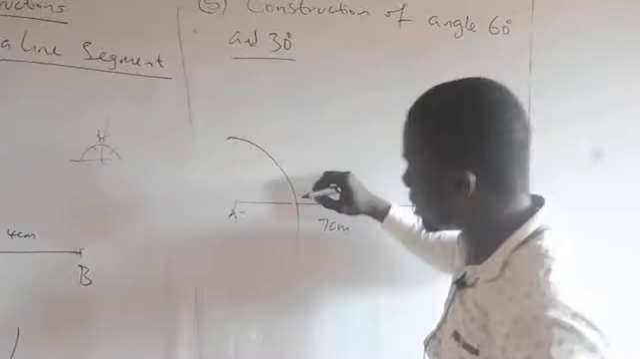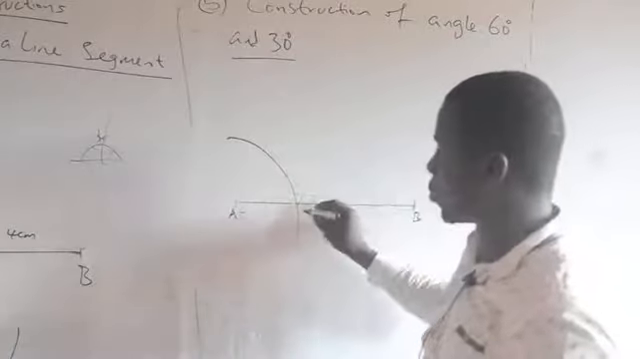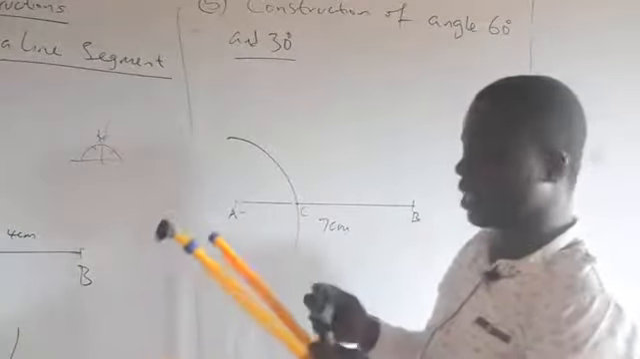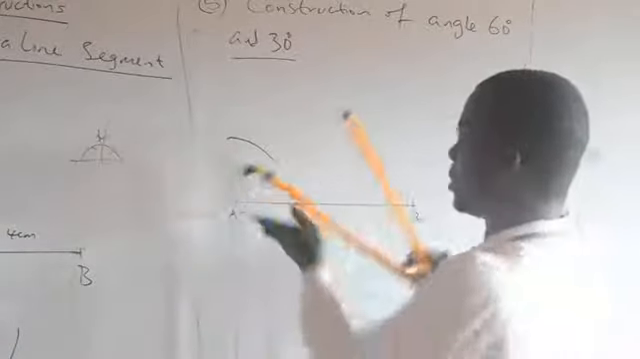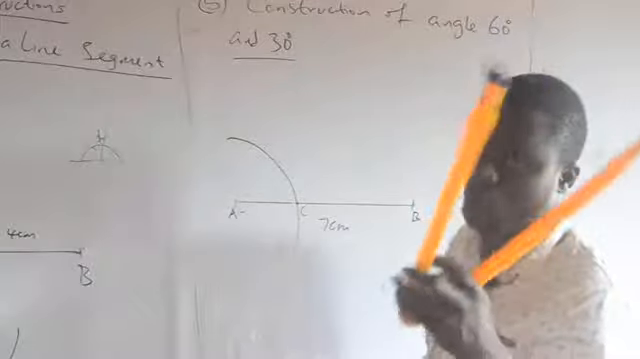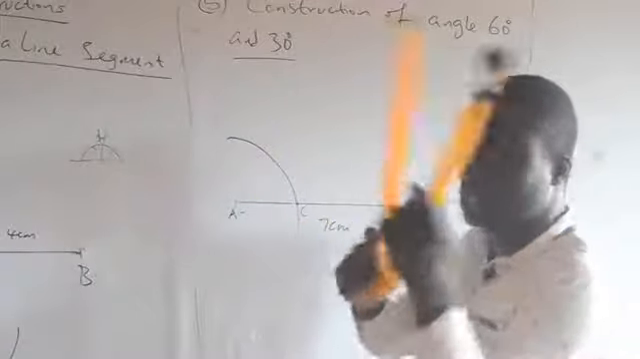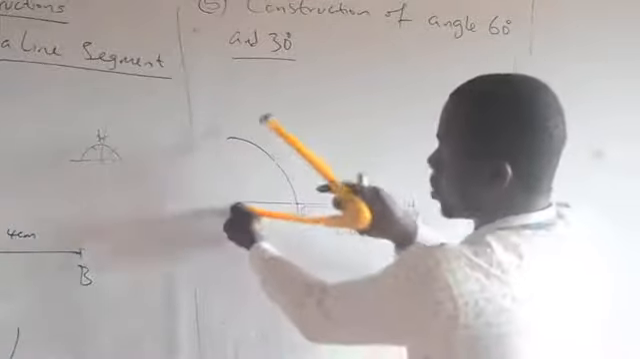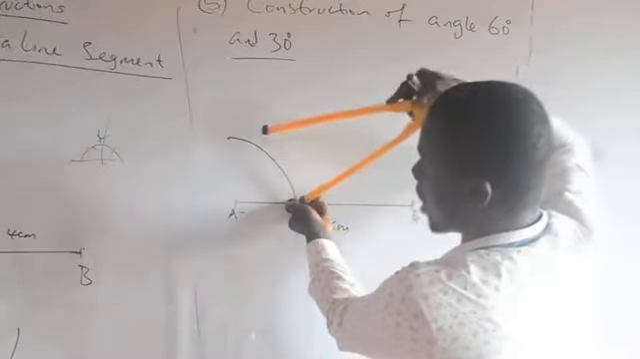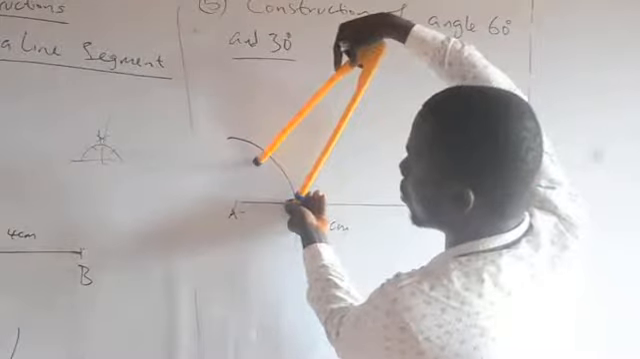Go to that point. Let's call this point, point what? C. Put that point C where the arc cuts across line AB. At this point C, without shaking the previous one, don't alter the radius, the size, the one that you used to draw this arc from point A, put it at point what? C. And draw another arc to cut this one.